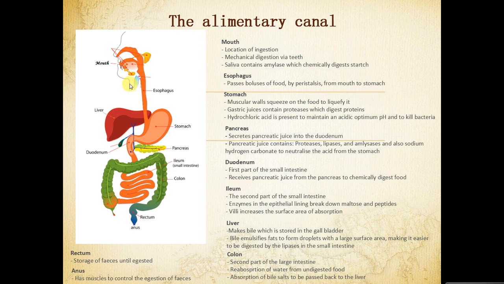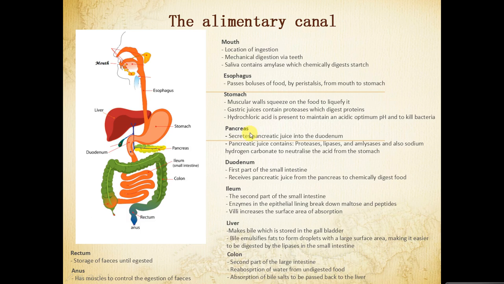Okay, so the next part of the digestive system is the esophagus. The esophagus passes boluses of food, by peristalsis, from the mouth to the stomach. Now, if you're wondering what peristalsis means, it is a muscular contraction within the esophagus, and what happens is it pushes the food from the mouth down to the stomach by contracting behind the bolus of food, and relaxing in front of it.